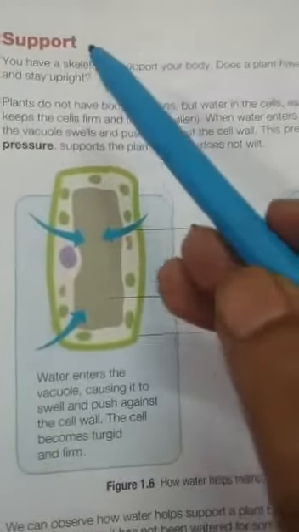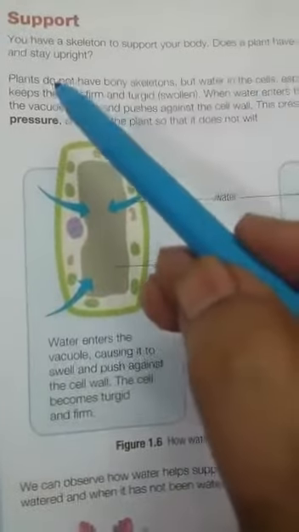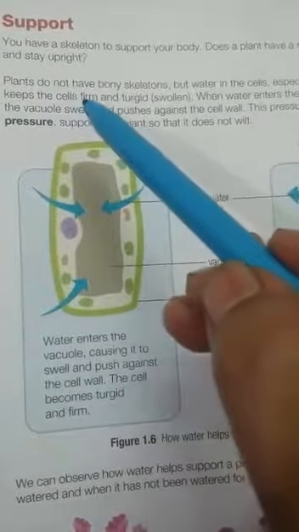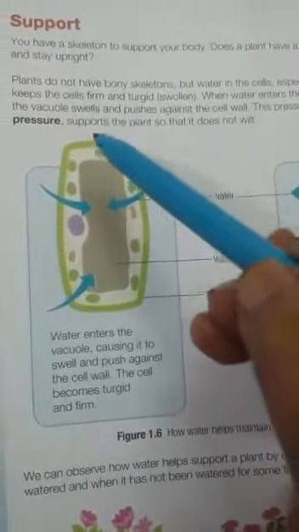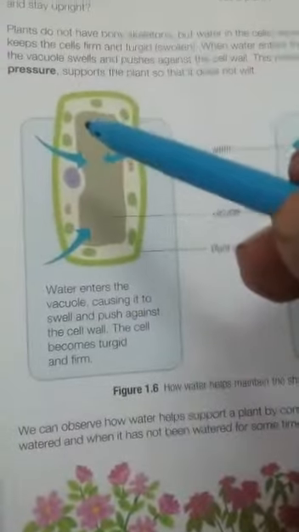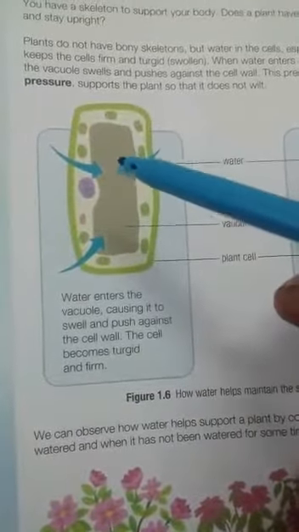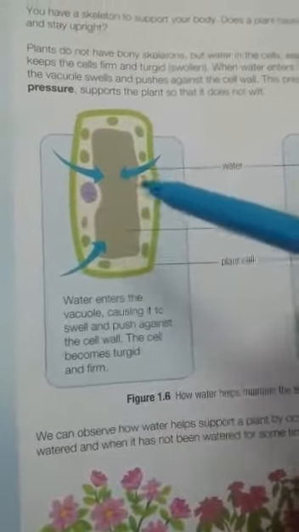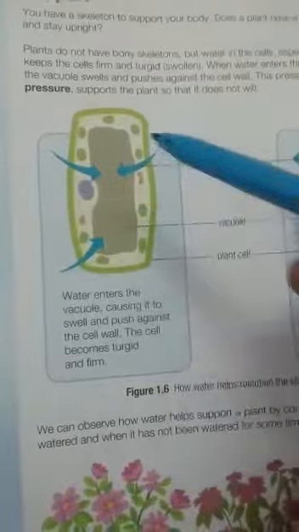The second most important use of water: plants don't have a skeleton like human beings, but in order to support the cell, in order to make the cell turgid or swollen, plant cells require water. In the plant cell, there is a large vacuole which swells after getting water, and it gives turgidity and avoids wilting of the plant cell.